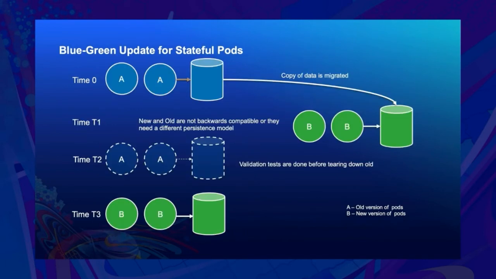Here we have two pods of old version A that are connected to some persistent state. Now, the new set of pods are not backward compatible or cannot use the same persistent model. So a new system, or the green system, is created. At initial time T1, data is migrated from the old, or the blue, system to the new system and thereafter upgraded to the newer version.